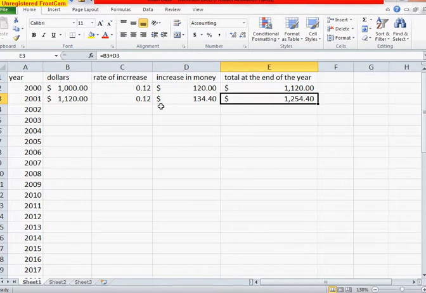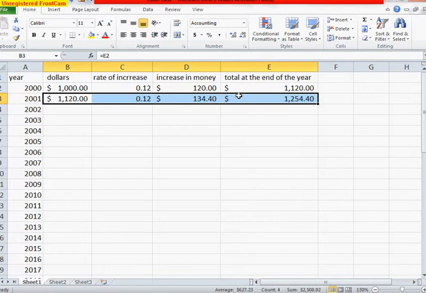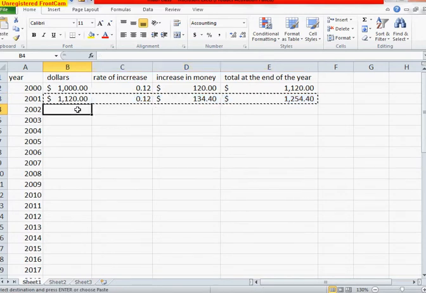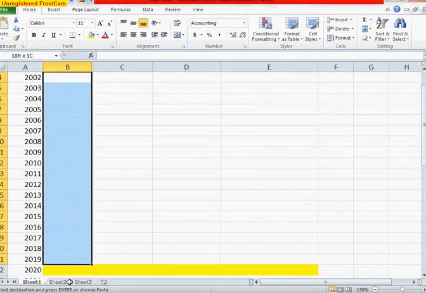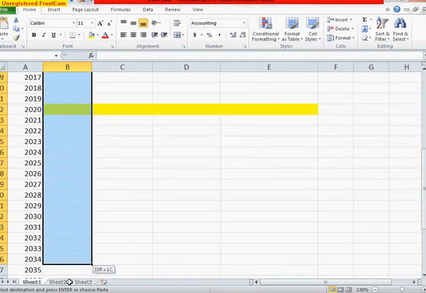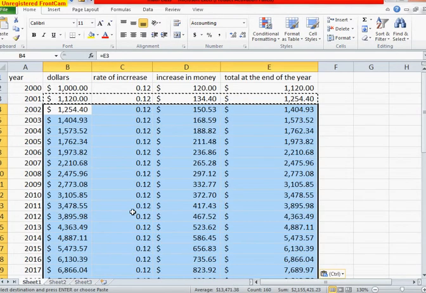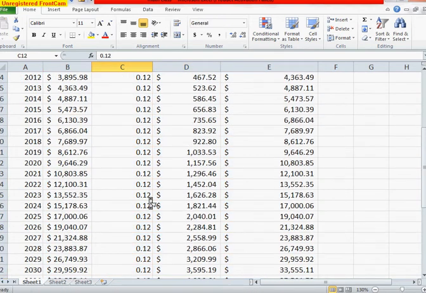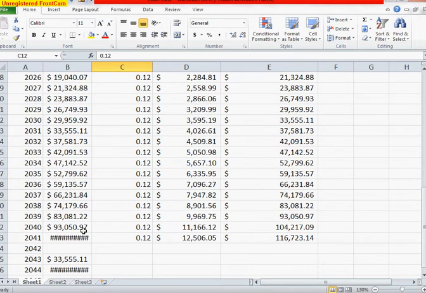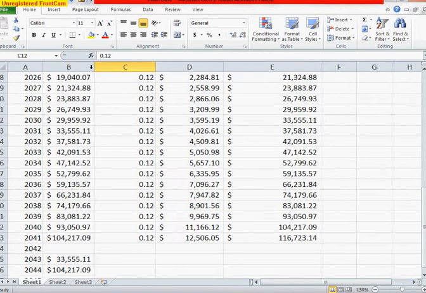Once I get the second line all worked out, I can copy this line, Control C, and then I'm going to paste this line all the way down here. And boom, it pastes everything. All those formulas are pasted. Let me just make this a little bigger and delete these numbers.